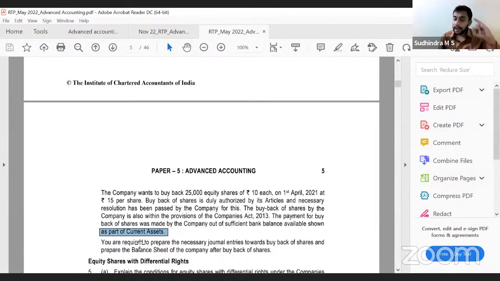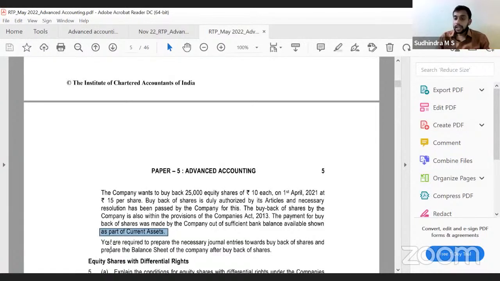So simple. Buyback due entry, buyback creation of CRR, then write-off of premium, payment entry. Only these 4 entries that we have to pass. Apart from that, we have to prepare balance sheet after buyback.